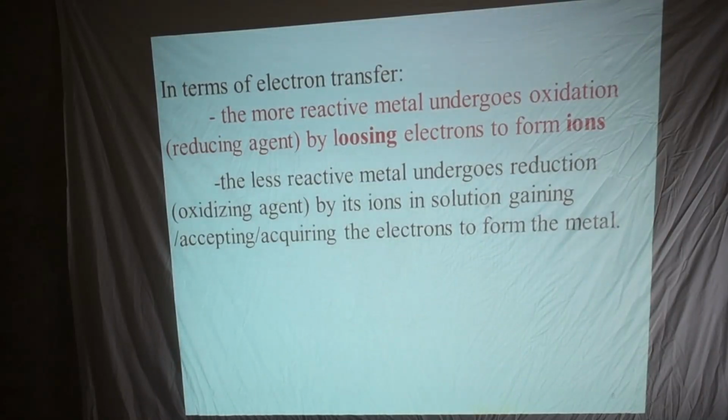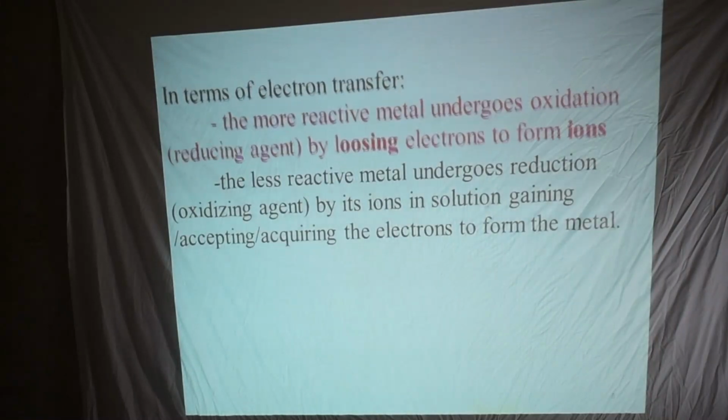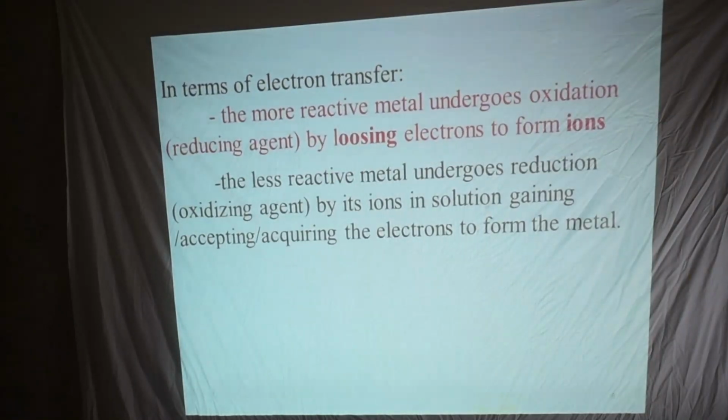It becomes now an atom, and therefore we'll have now the oxidation number reducing. That is why we are saying it is oxidizing agent, because it is now accepting the electrons. It's accepting the electrons. Now, basically, this is what we have actually seen.